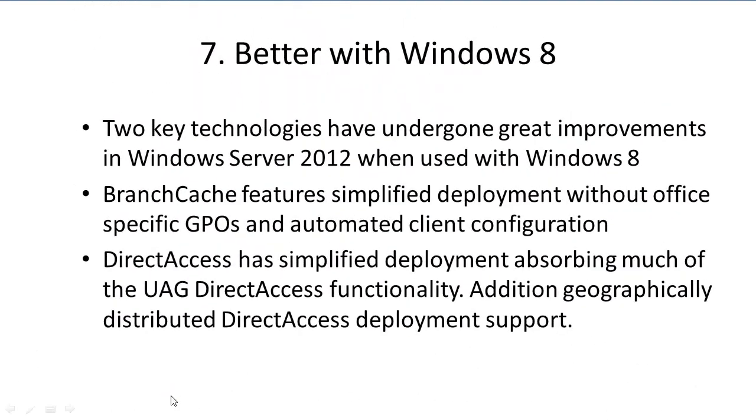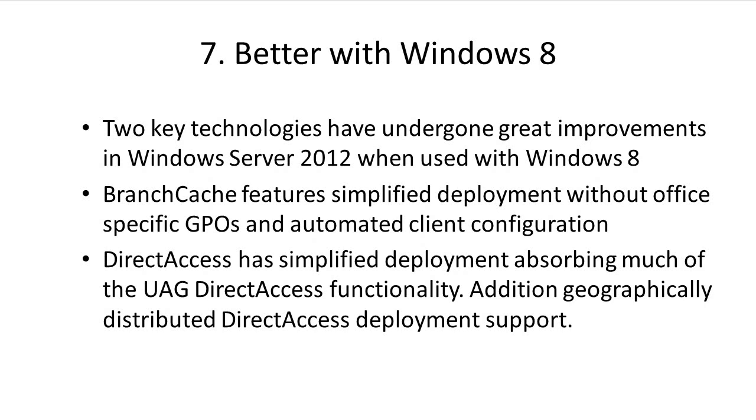Number 7, better with Windows 8. So Windows Server 2012 has a huge array of technologies that really benefit the client operating system. But the two I really think about are BranchCache and DirectAccess. With BranchCache, there's far simpler deployment now. I don't have to create an Office-specific group policy object telling it the servers to use. It will just discover it. Automatic client configuration, pre-population.